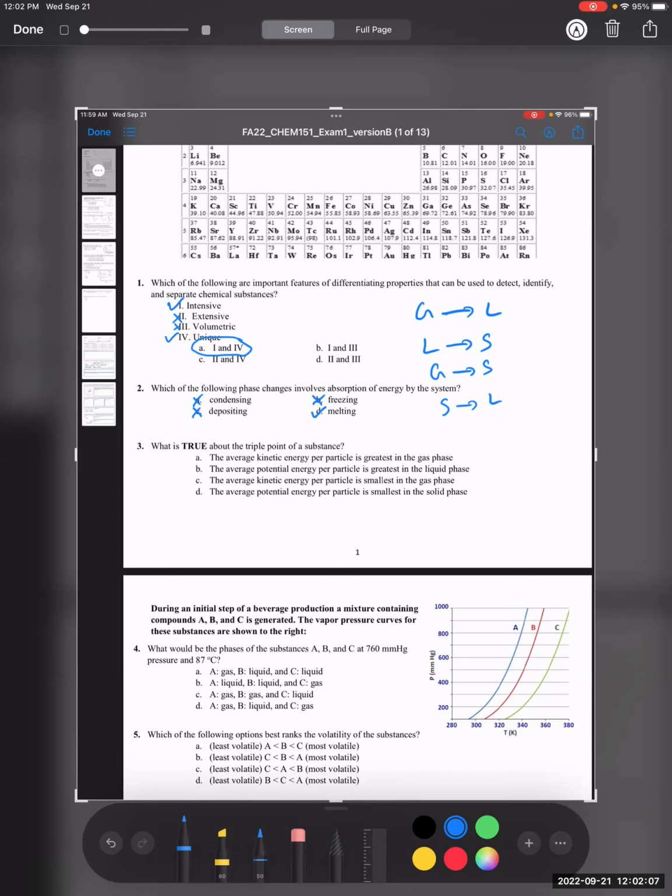Okay, so I need some room. Maybe I'm going to erase this so that I have room.